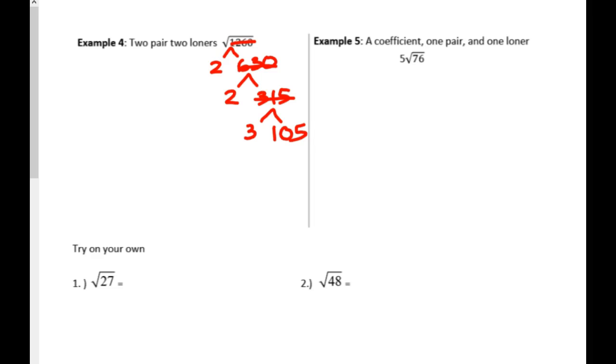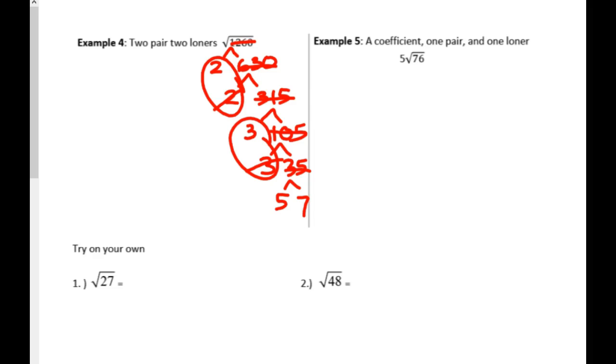You can try by dividing it, but it gives you a whole number. 3 times what? 3 times what? 35. 3 times 35 is 105. Okay. And then, does 3 go into 35? Does 5? 5 times 7. Okay. Now, do I have any pairs? Pair 2, pair 3. Don't forget tragedy strikes.